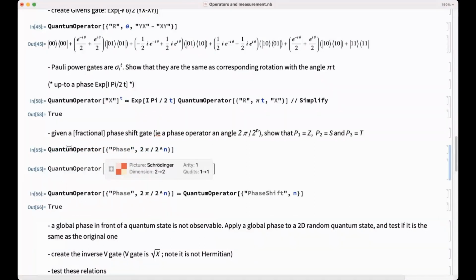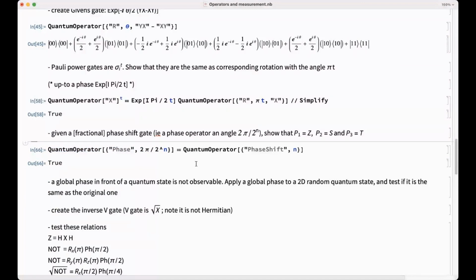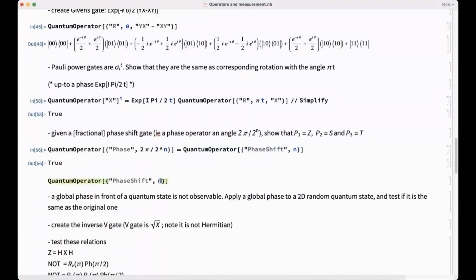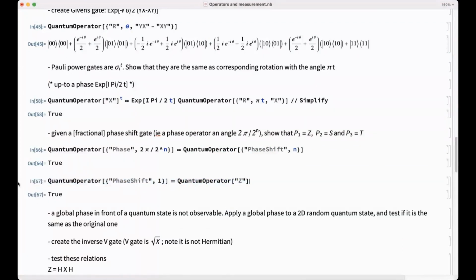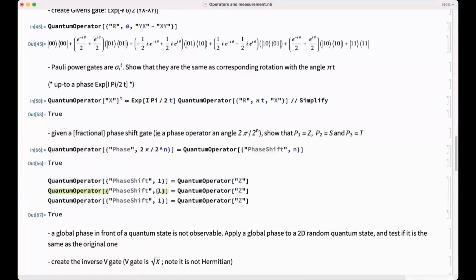Either you can construct it with phase and the corresponding angle, or check if it is a named operator that we have in our framework. Now it says if n is one, it's trivial, but let's check it quickly. Phase shift one, let's see if it is the same as Pauli Z, and of course you can do the same for 2 and 3.